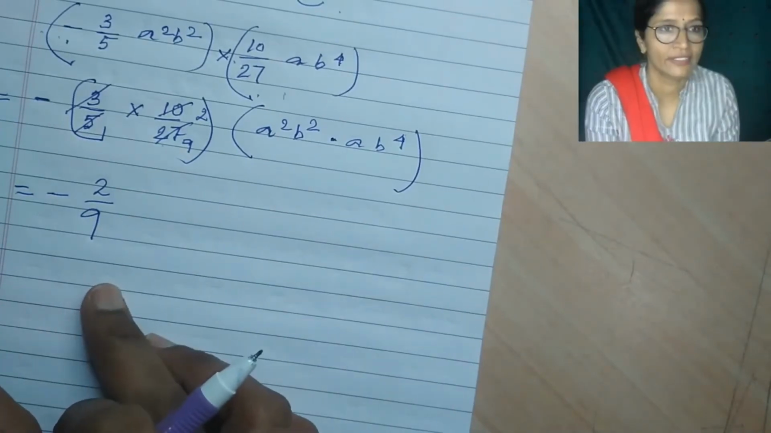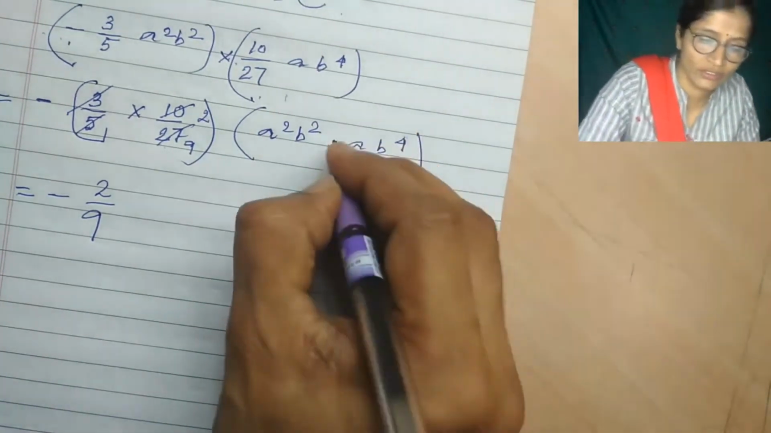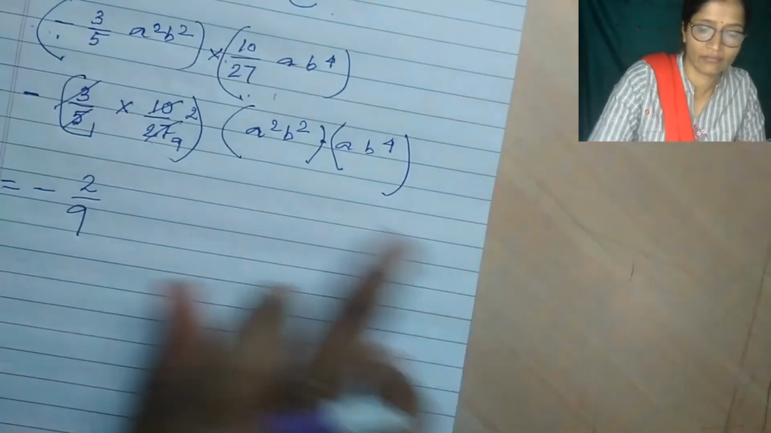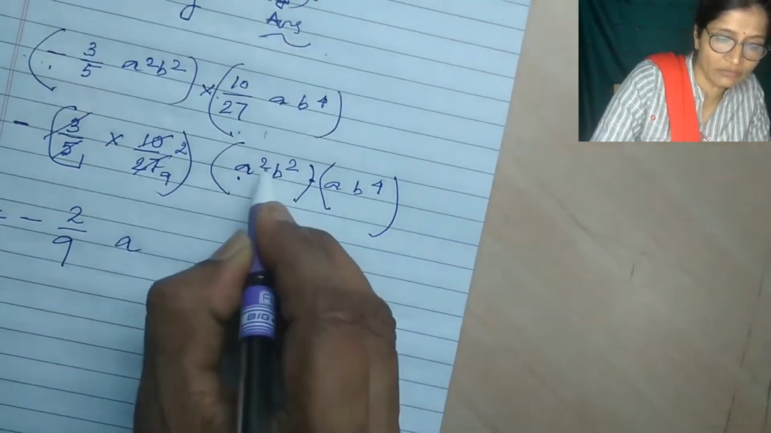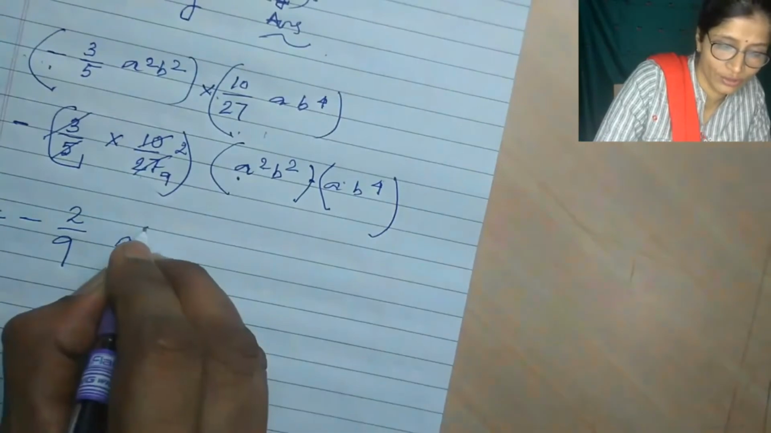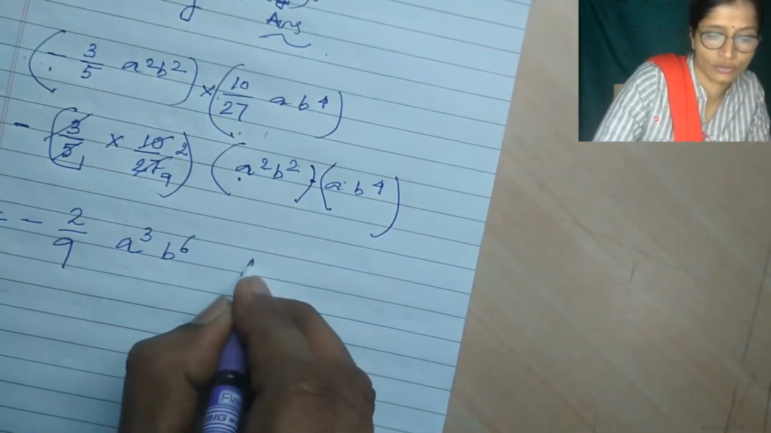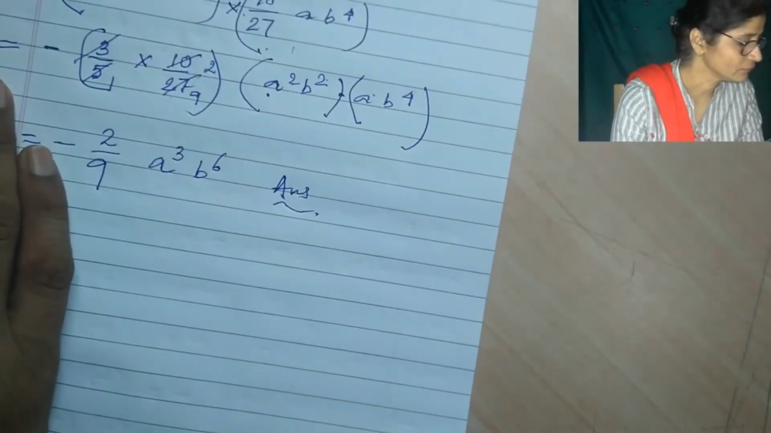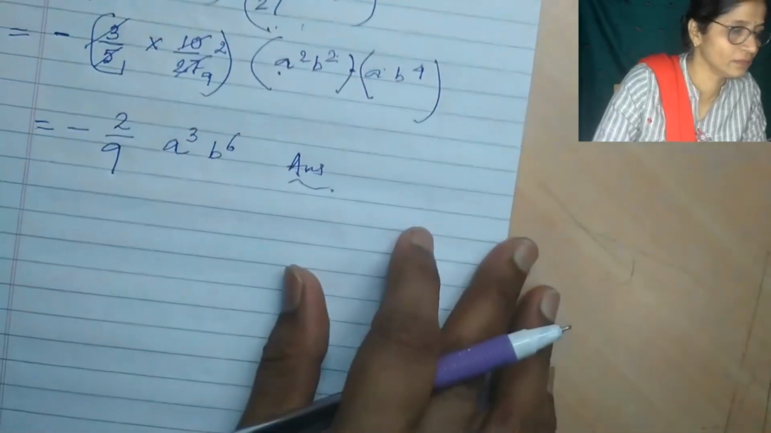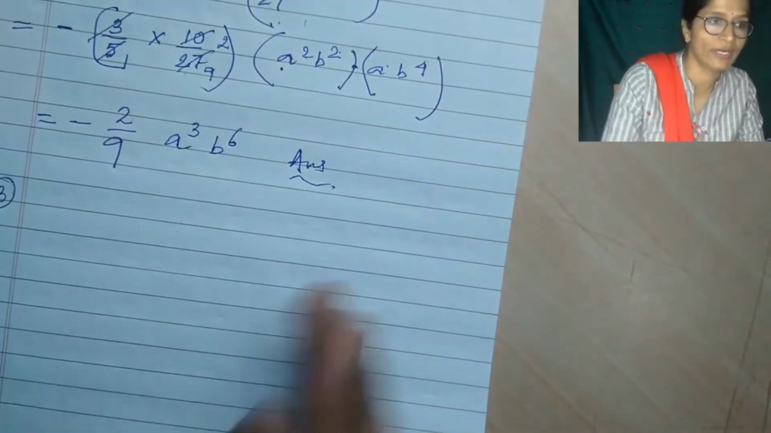And then this one, a square b square into a b to the power 4. You can write a bracket so that you won't confuse. Now for a, the powers will be added, 2 and 1, so 3. And for b, 2 and 4, that is b to the power 6. So this is your answer. This is one sum I have done, the second I have done with the monomial. Then a third one more I am doing.